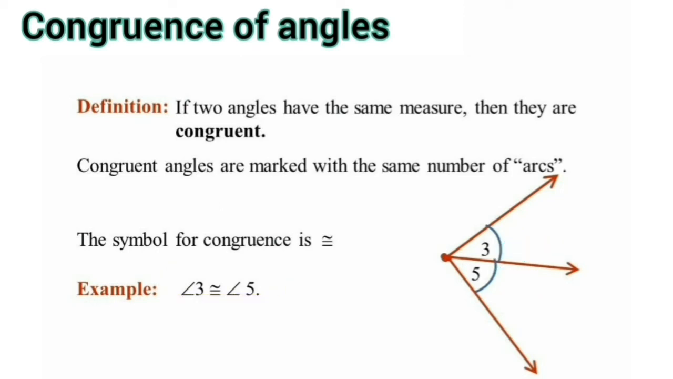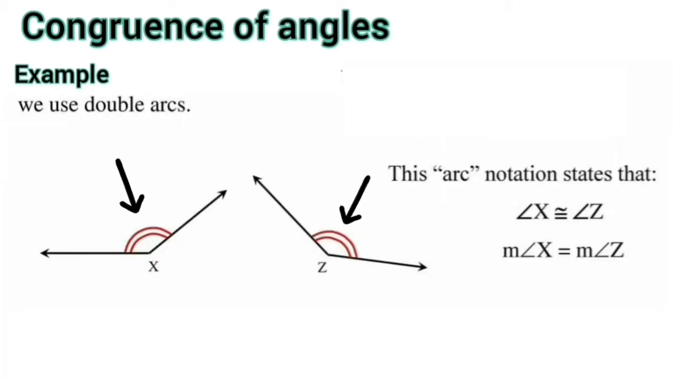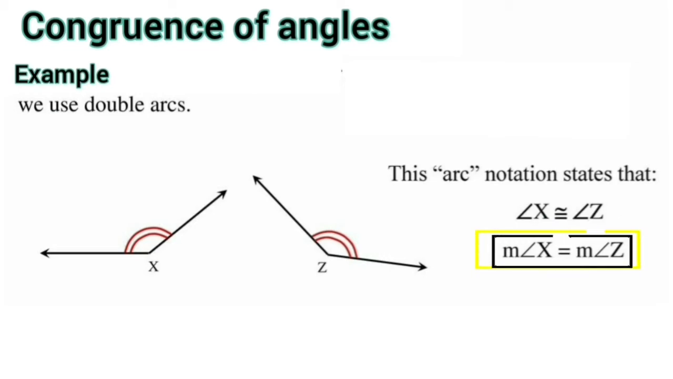Congruent angles can be adjacent or they may be separate. Observe this on-screen figure. It shows that angle 1 is congruent to angle 2. Observe here we use double arcs. This arc notation states that angle x is congruent to angle z. That means measure of angle x is equal to measure of angle z.